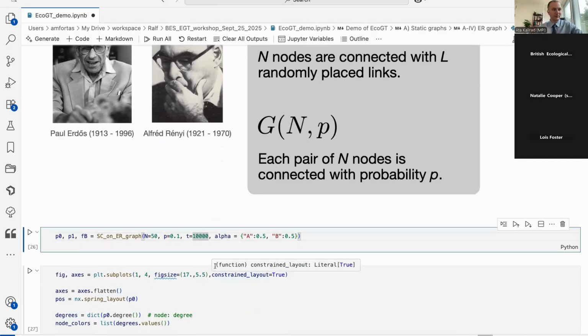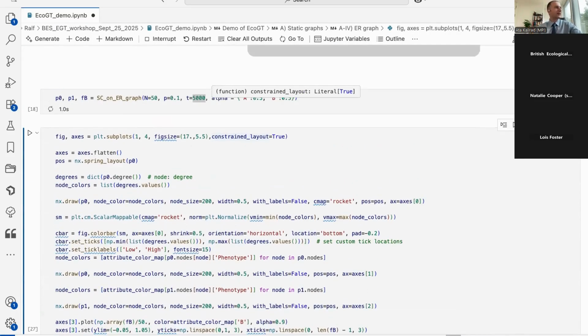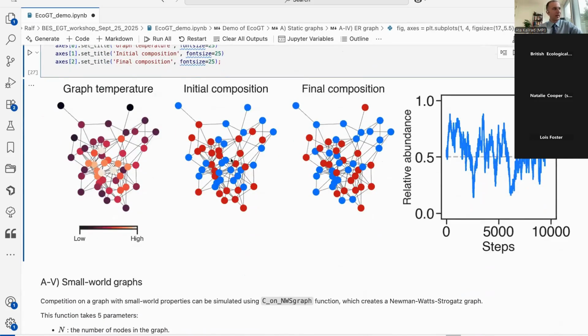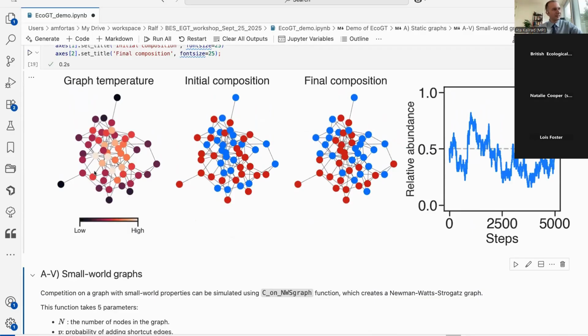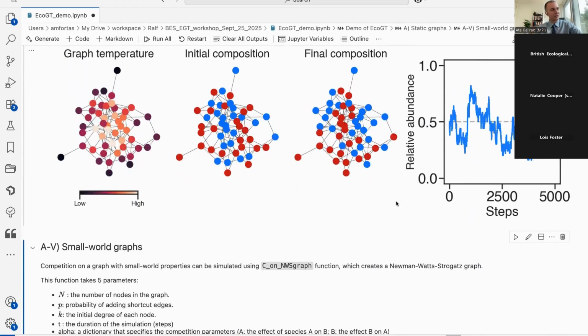So here, for example, we can simulate, so this is SC on ER graph with 10 individuals, so 10 nodes, with a probability of 10% of an edge being created between any two pairs of nodes, and with these species competition parameters. And in this case, that is a random topology with variance in temperature, a random initial composition, and as you can see, the final composition.